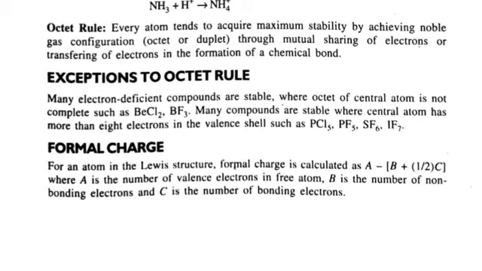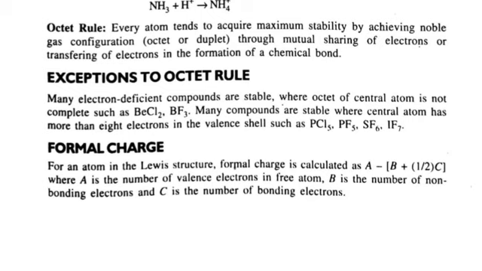What are the exceptions of the octet rule? There are many electron deficient compounds that are stable but do not complete their octet. Examples of electron deficient compounds are beryllium chloride, boron trifluoride, and many more. Other compounds are stable with the central atom having more than 8 electrons, such as phosphorus pentachloride, phosphorus pentafluoride, sulfur hexafluoride, and iodine heptafluoride. So these were the exceptions of the octet rule.